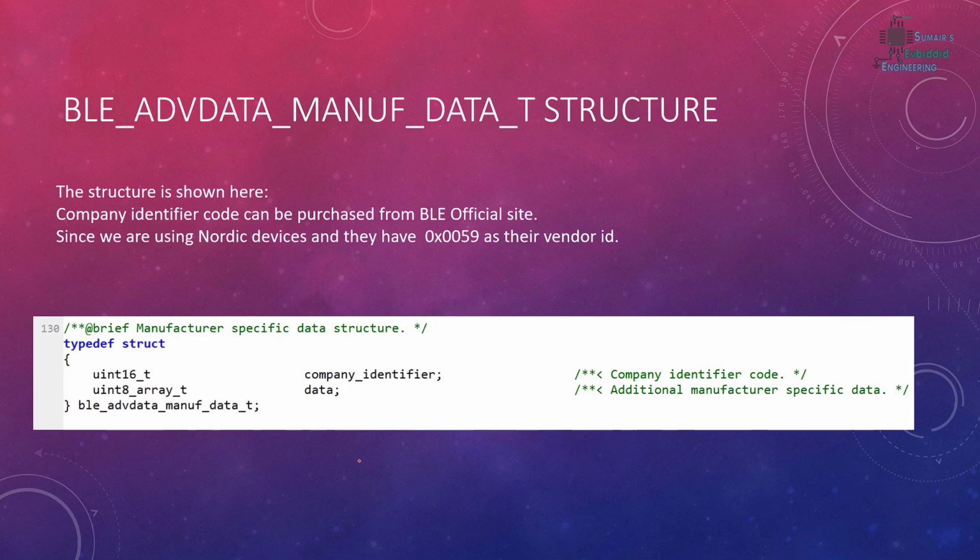If we see the structure, we have two values. One is a 16-bit value and one is the array, which is the data. This array is basically what we defined in the previous slide. This is the manufacturer specific or vendor specific data, and in this case the company identifier is 0059. So that's it for the basics of the manufacturer specific data. Now we are going to do the programming part and see how we can send this manufacturer specific data.